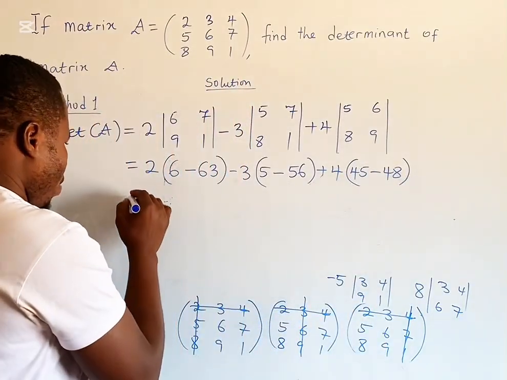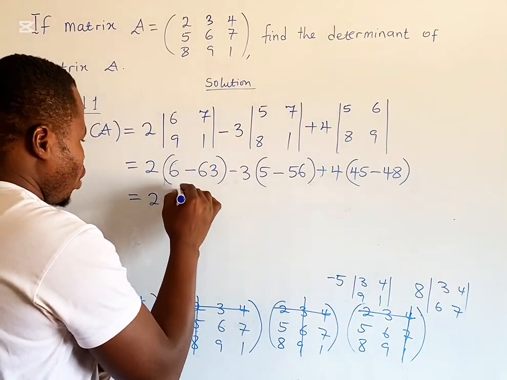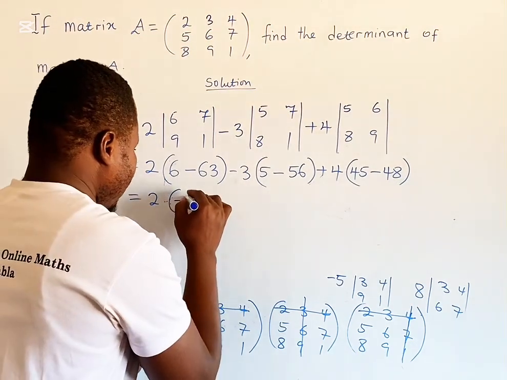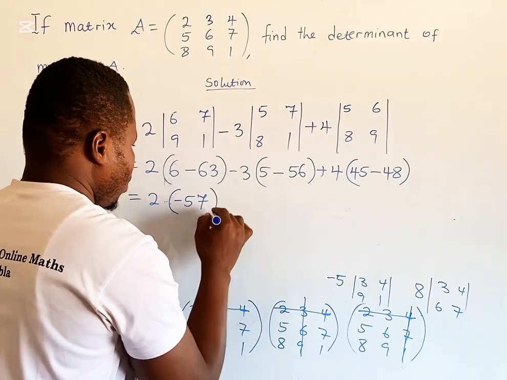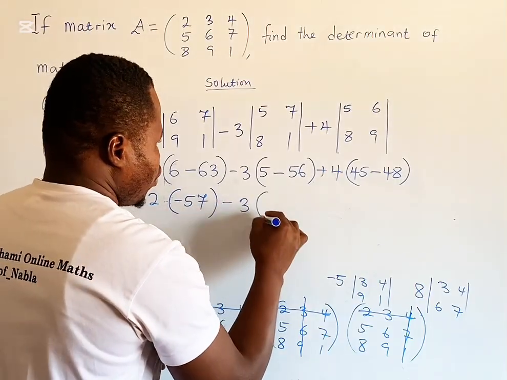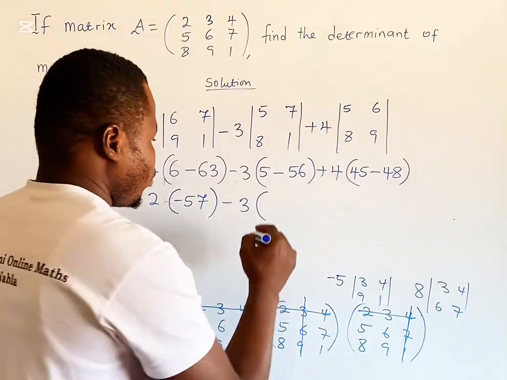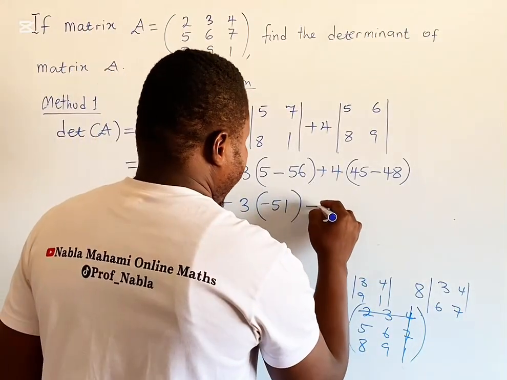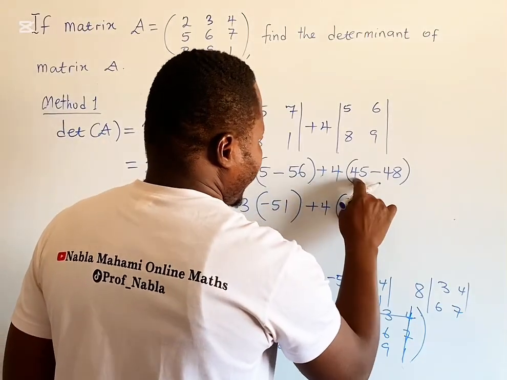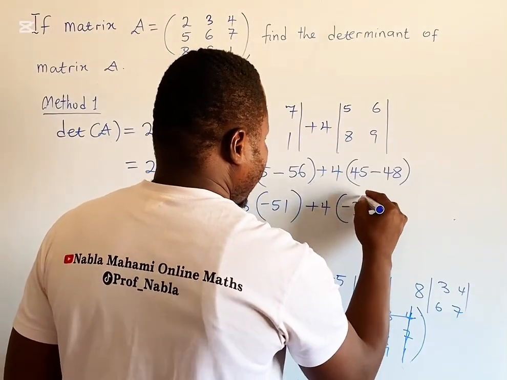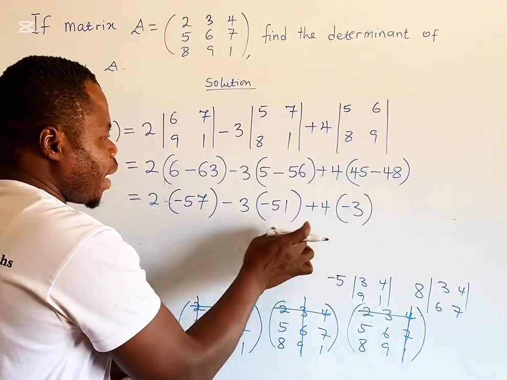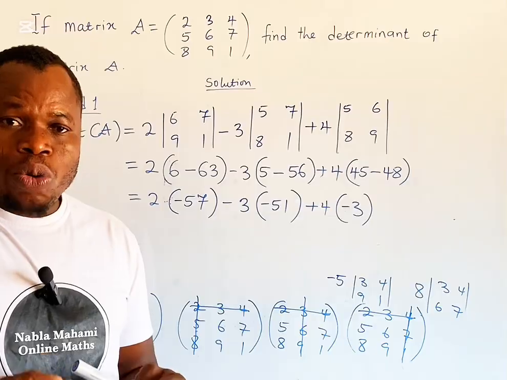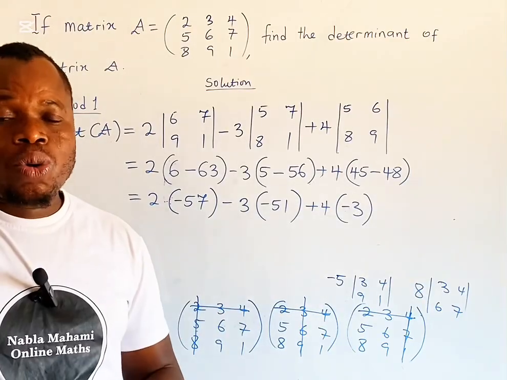I'll continue by saying that 2 into 6 minus 63 is minus 57, minus 3 into 5 minus 56, there will be minus 51, plus 4 into 45 minus 48, minus 3. The numbers that are in the brackets, we call them the cofactors. Those in the brackets, we call them the cofactors.